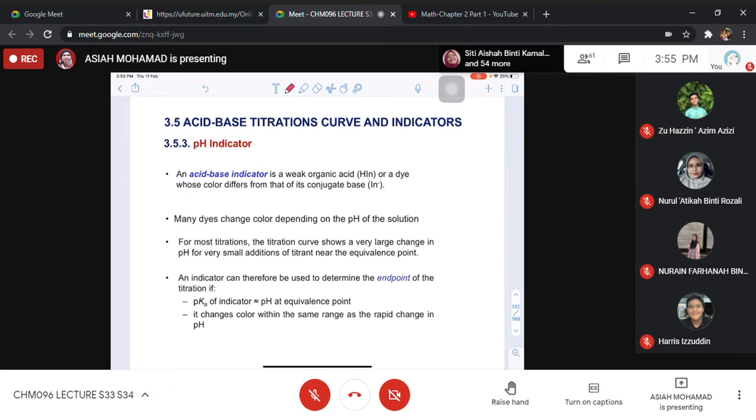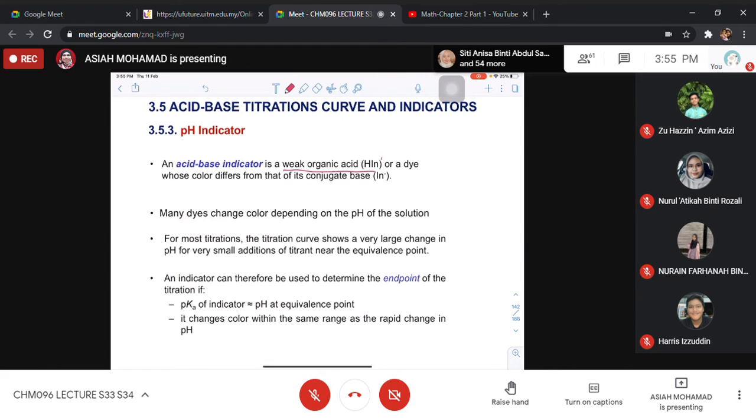So it is actually an acid-base indicator, a type of weak organic acid. Initially the colour, for example phenolphthalein, let's say the colour is colourless, but once it changes to its conjugate base, the colour changes to pink. So since it is an acid-base indicator, once we add it into our reaction, at some point it will change to its conjugate that gives a different colour. So that's how an indicator works.